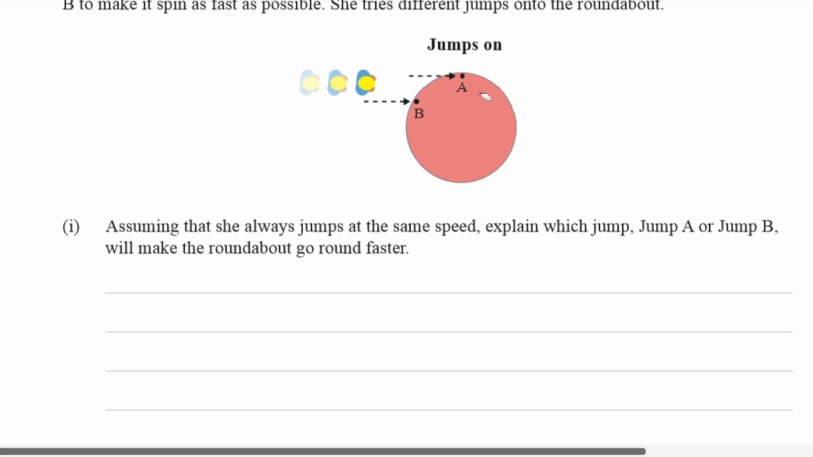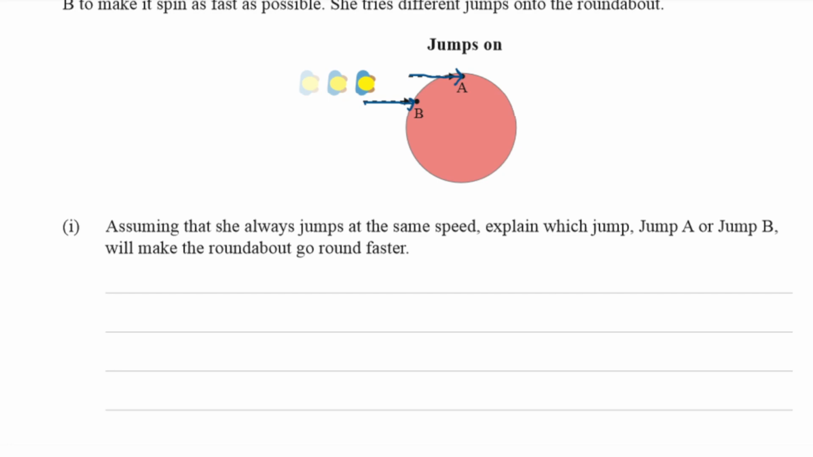So to help, instead of making it confusing with Matilda's jump, we could just model the moment she lands on the roundabout as a force. Assuming she has the same speed and the same momentum, and she stops in the same time, if she jumps at A or B, her force exerted on the platform would be the same. The only difference is the position that she exerts that force upon.